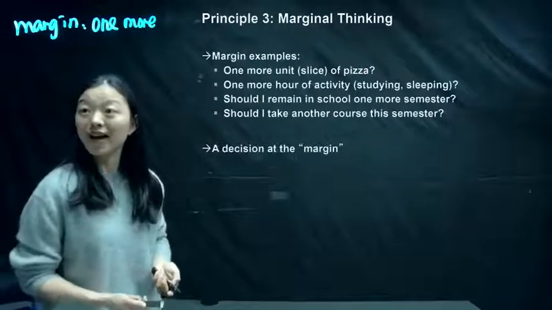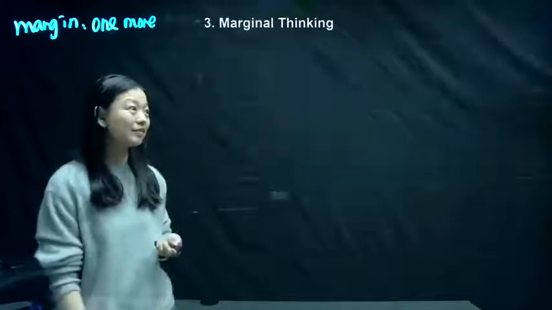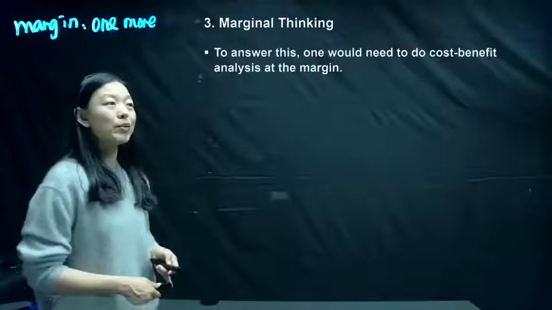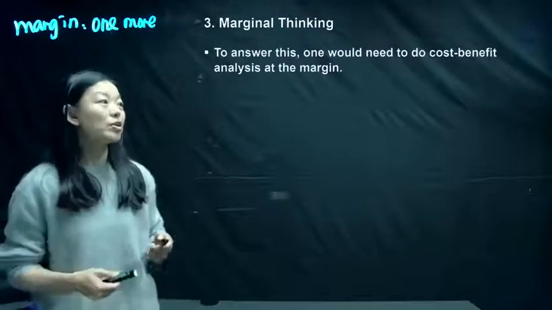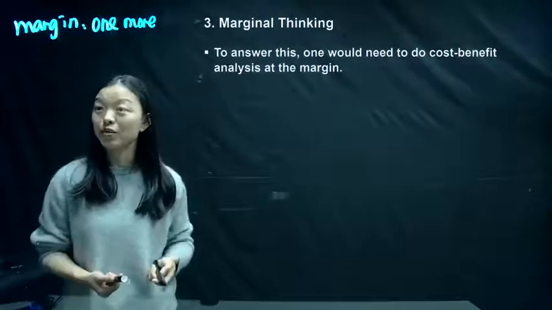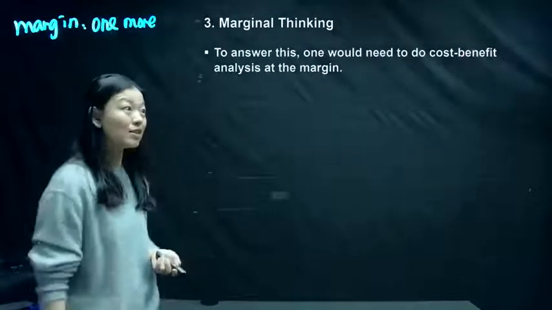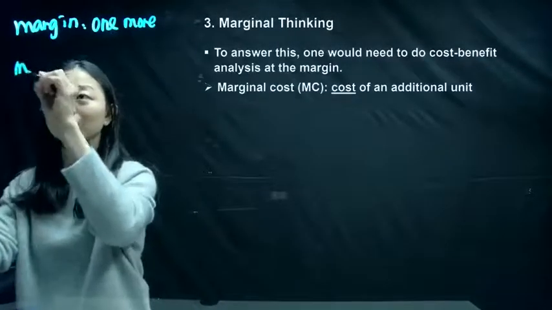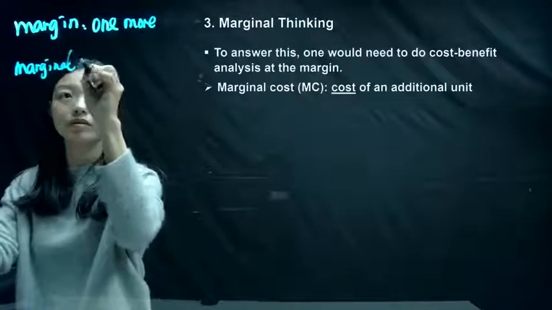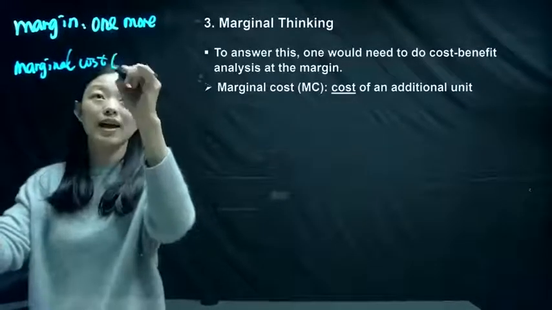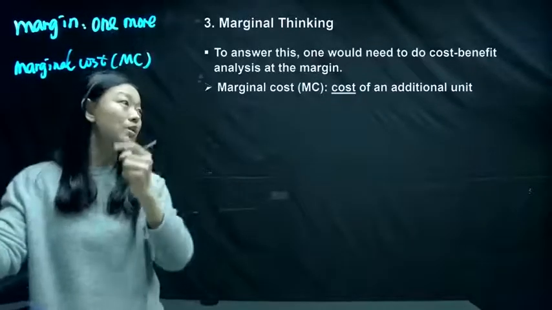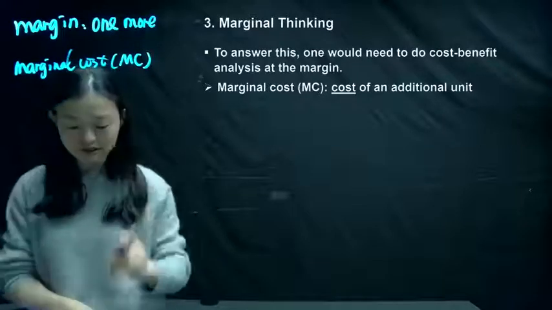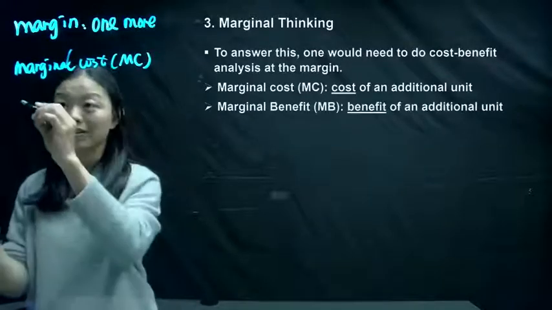People will also make decisions at margin. Why? Let's see. To answer this question, why people will make decisions at margin, we need to consider the cost and benefits regarding each decision, right? So we would like to say here, marginal cost, always abbreviated as MC, okay? So marginal cost refers to the cost of additional units. And the next one, we would like to talk about marginal benefit, right?